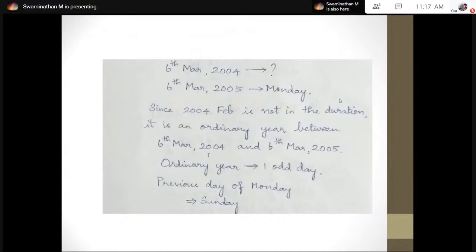So Monday means 1 odd day. You have to go back 1 day. So it is Sunday. Clear with this? Make sure of one thing, that if a future date or a previous date is given, that is, the 2005 date is given and you are supposed to find the date in 2004, this is a different problem, not the one we first saw. And another point is 2004 is a leap year, but we need not take that as 2 odd days because February month is not included in this interval. So 1 odd day. So the previous day of Monday is Sunday.